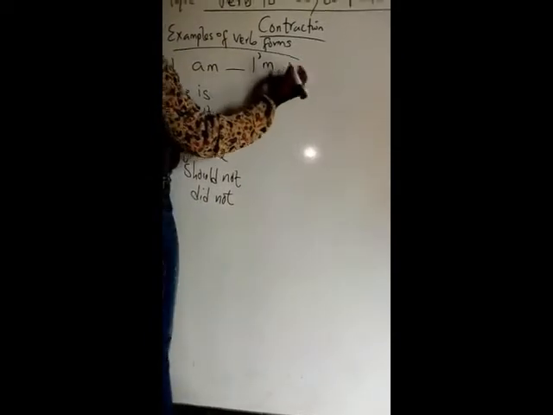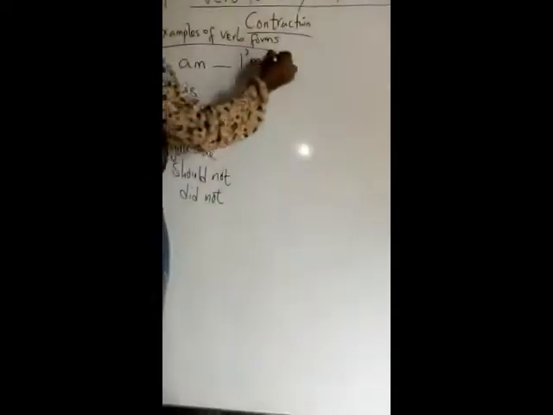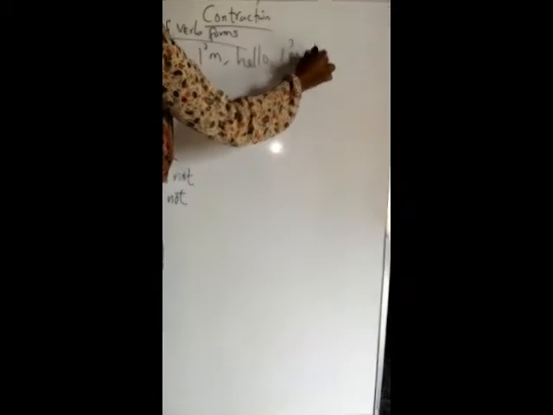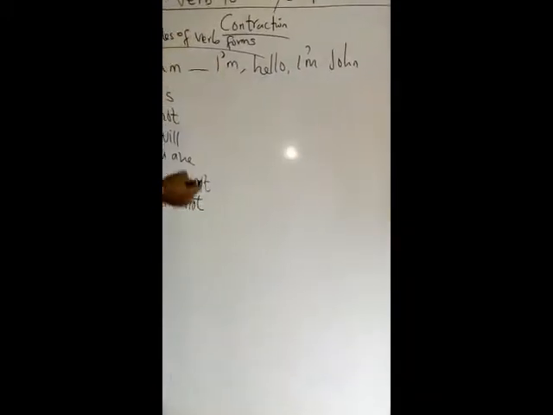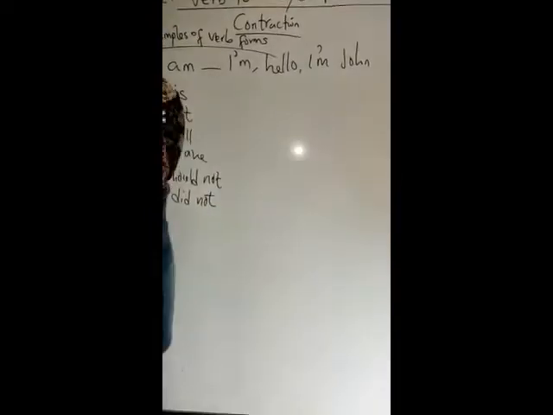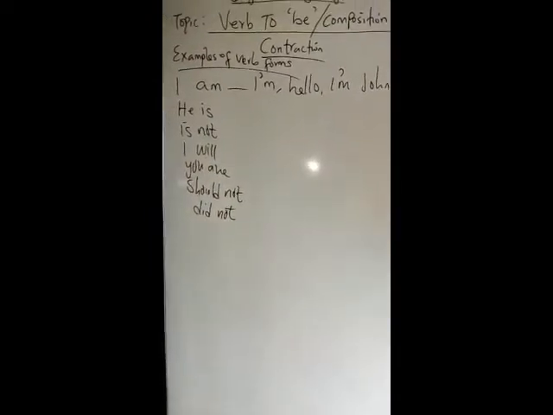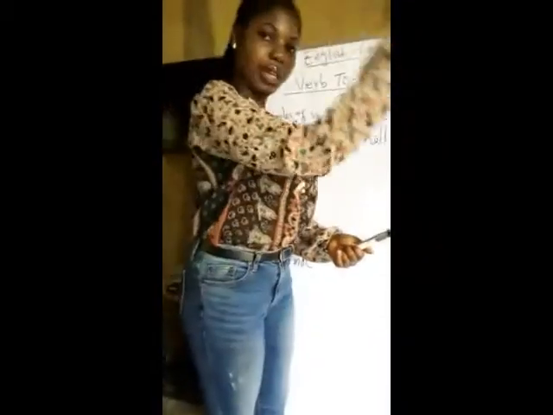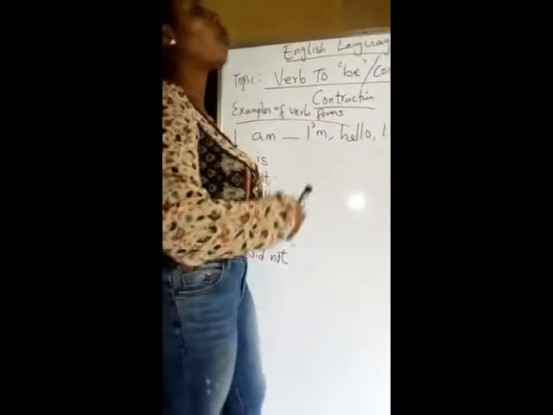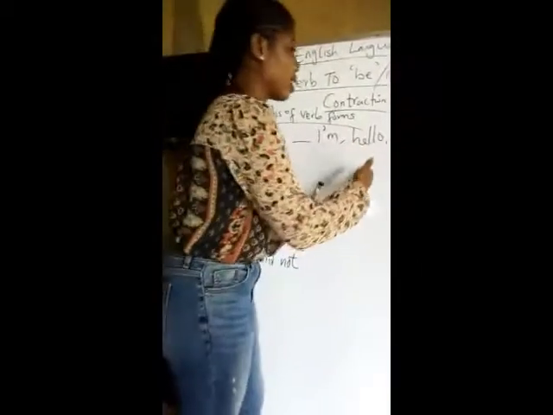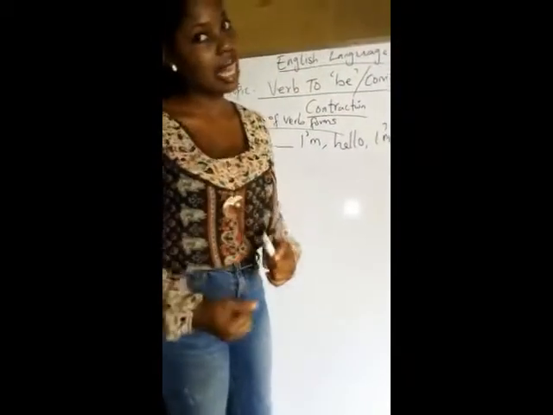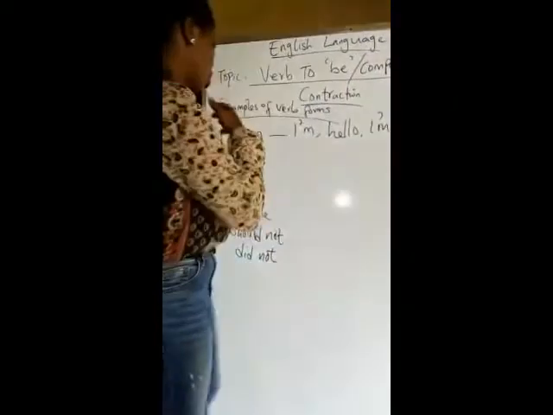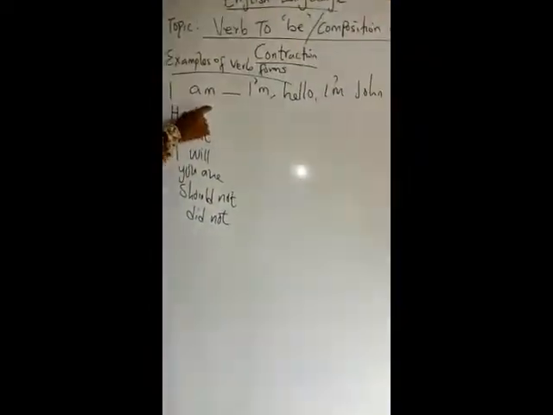So now I can make a sentence. I can say hello, I'm John, maybe when I'm meeting somebody for the first time. Or hello, I'm Ruth. I'm a good girl. I'm dark. All right. When you're speaking it out, you can write it this way. But when you're writing a letter or a composition about yourself, please write it in full: I am.